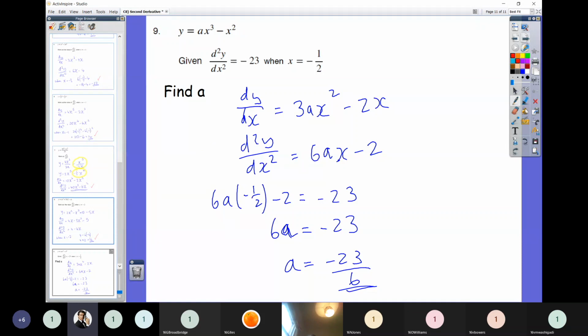Just make sure for number 9 that you've realised there's a bit missing from the question. It should say find A. So we've just double differentiated, we've substituted in the minus 23 and the minus a half, and that gives us minus 23 over 6. So that's it. Yes, go on.